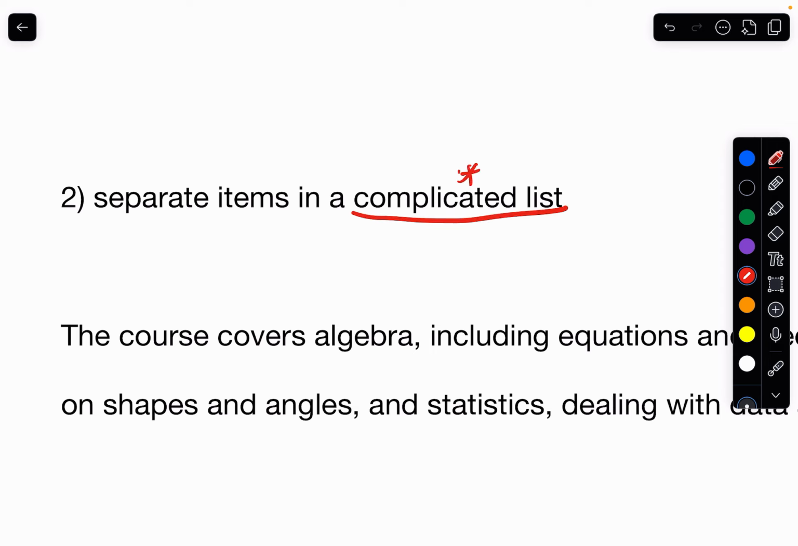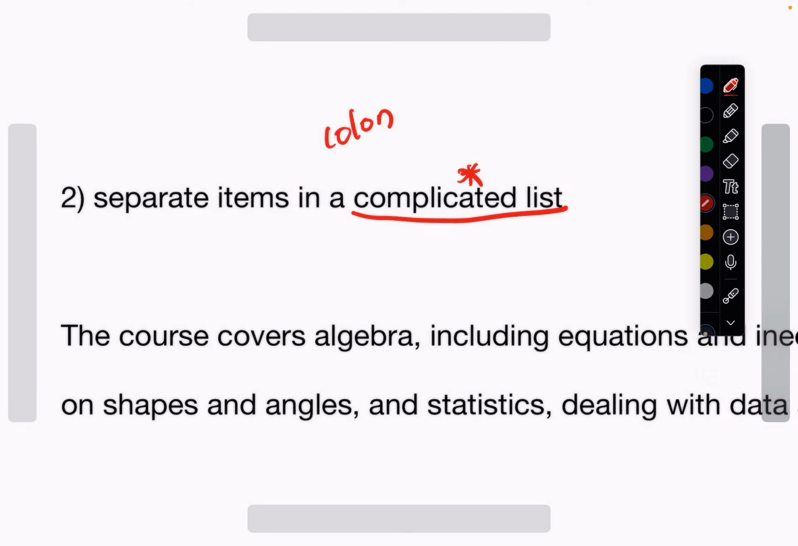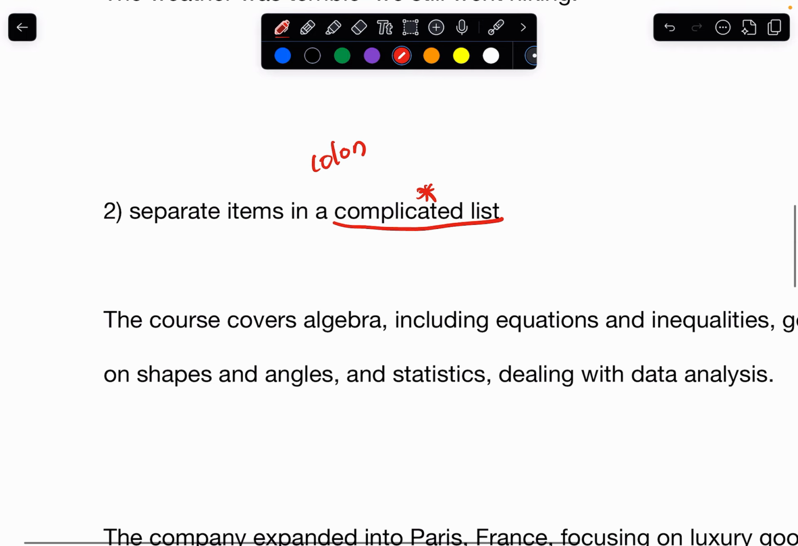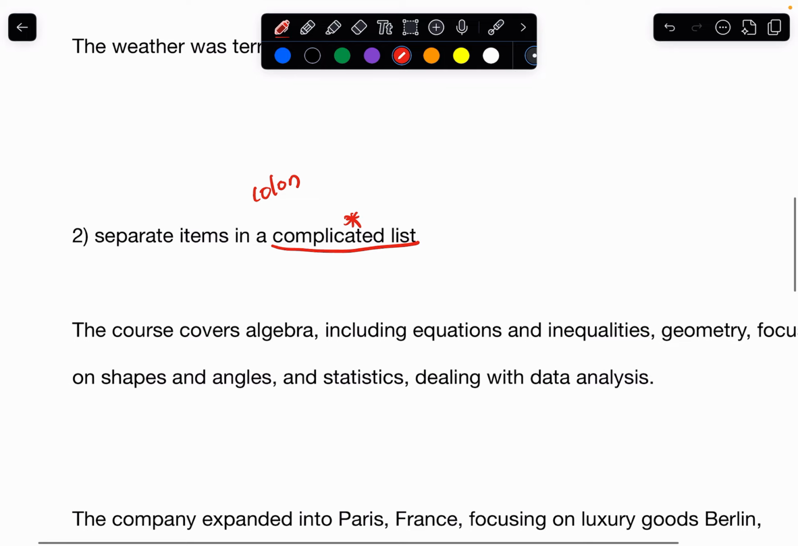This is important because a colon is used when we introduce a simple list, like I went to the shops and I bought orange, milk, and banana, right? So you can put a colon before that. But when it comes to the semicolon, it has to be a bit of a complicated list. So let's have a look at the example here.